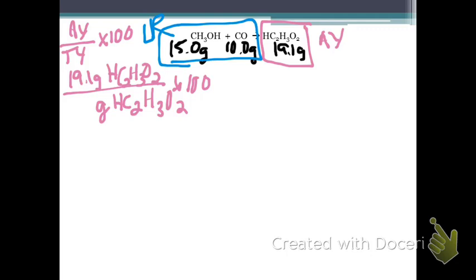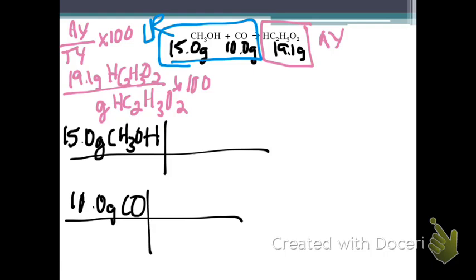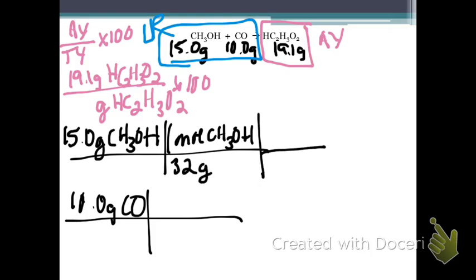I have to do two grids. So start with the 15 grams of the methanol in one grid. In the other grid, start with the 10 grams of carbon monoxide, and then start converting. First things first, 15 grams of methanol, we got to get to the mole. A mole of methanol, when you total up its molar mass, is 32 grams. Now, what am I going to? Remember, you want the same units on the top as you do on the bottom. I need grams of acetic acid. So I have 1 mole of methanol for every 1 mole of acetic acid.